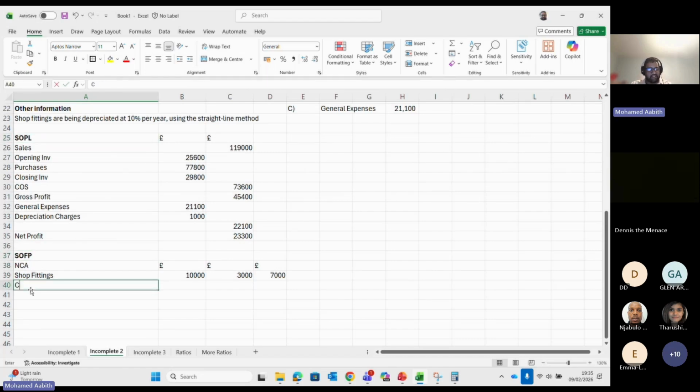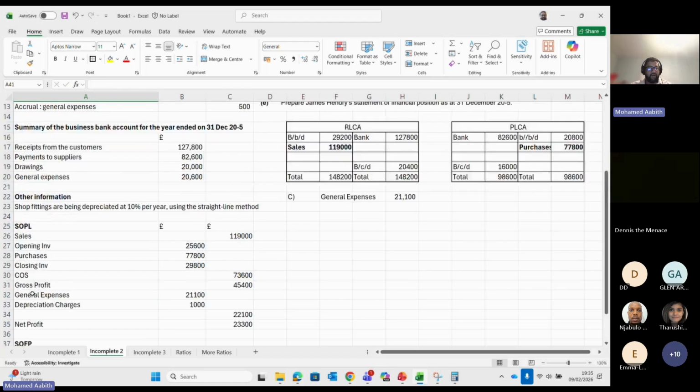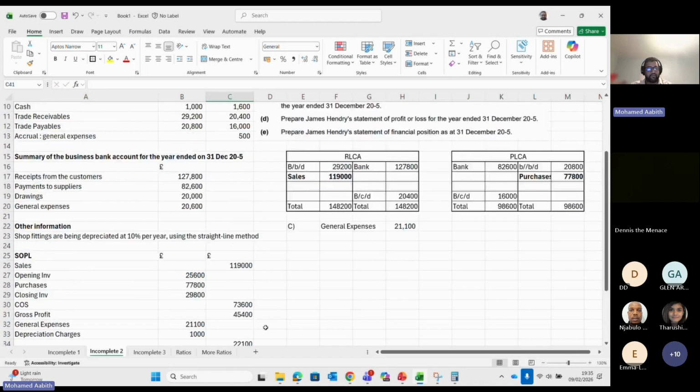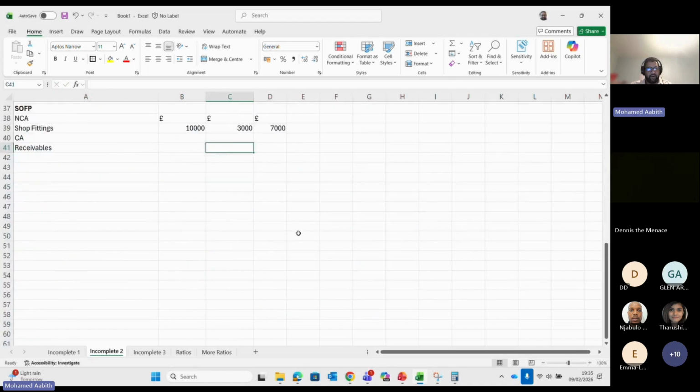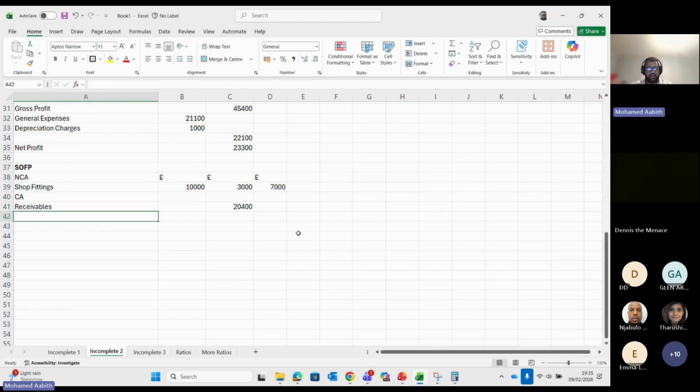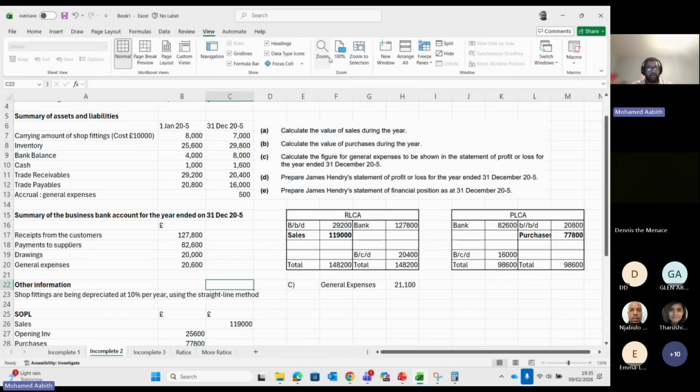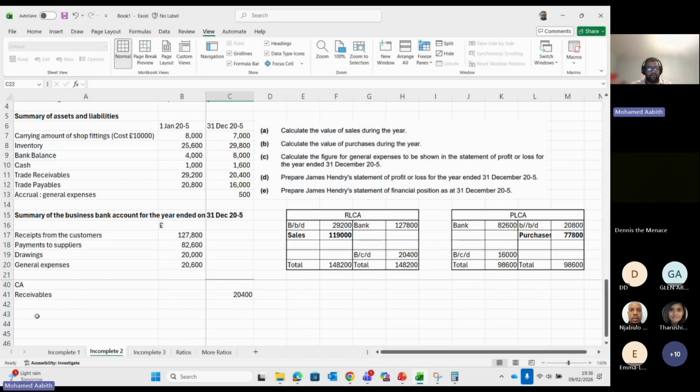Now, current assets. So let's look at the current assets. What we have: receivables, counting at £20,400. Let's say here I can freeze the data. So let's go to View, Freeze Panes. That means when I go down, I can still see the data at the top there.